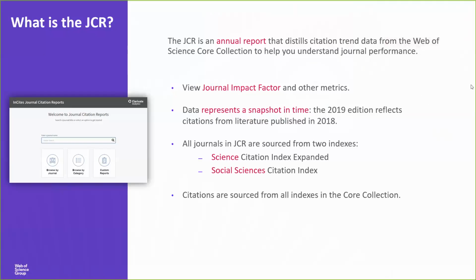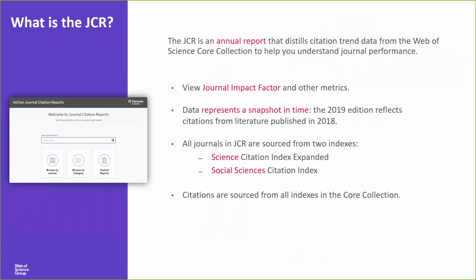So what is the Journal Citation Report? JCR in short is an annual report that we publish every year. This report comes out somewhere in the middle of June every year. So now it's actually the end of March, which means that the current Journal Citation Reports is the 2019 Journal Citation Reports that issues the 2018 impact factor.